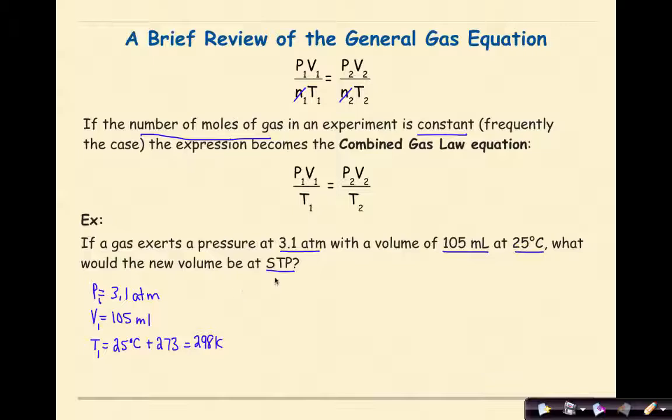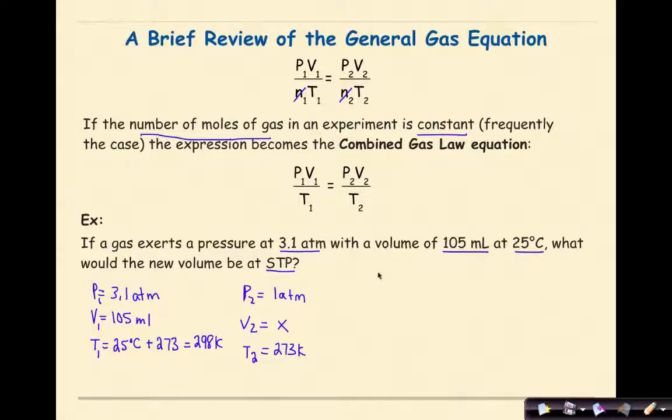They say here that the new conditions are going to be at STP. So that means my P2, and at STP pressure is 1 atmosphere. We have to stay in the same unit of pressure. We're going to solve for V2. That is going to be my X. And T2 is going to be the temperature at STP, which we know is 273 K.